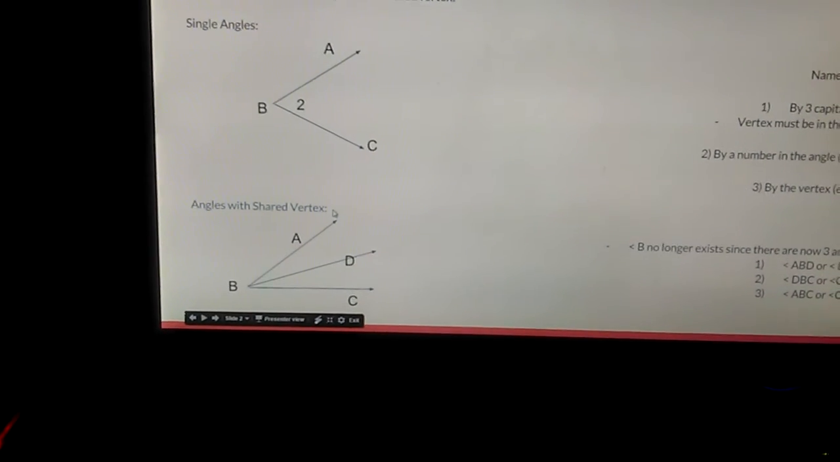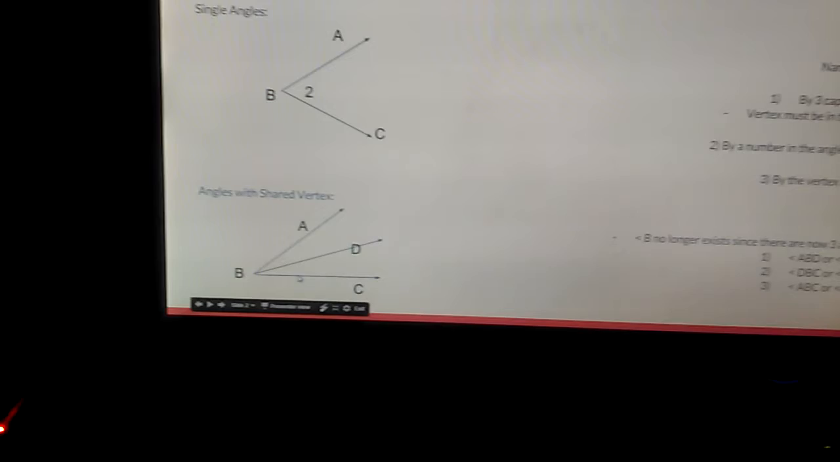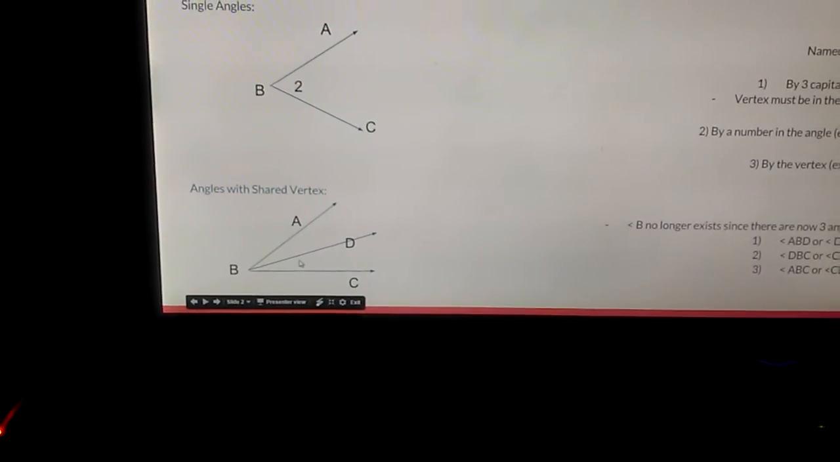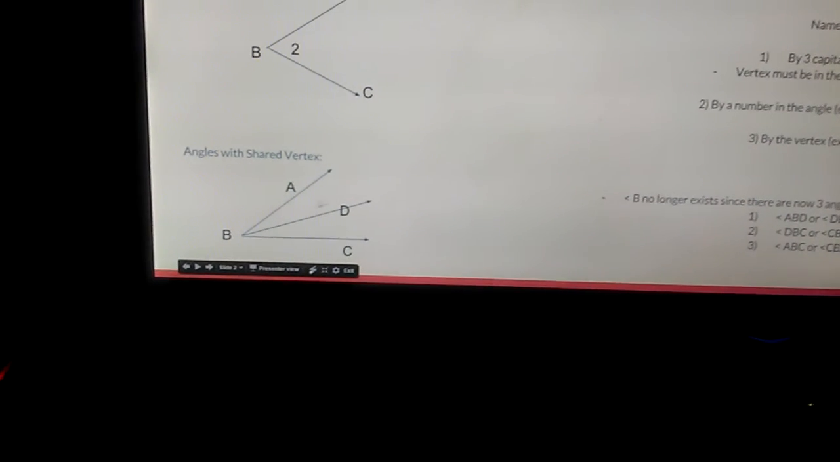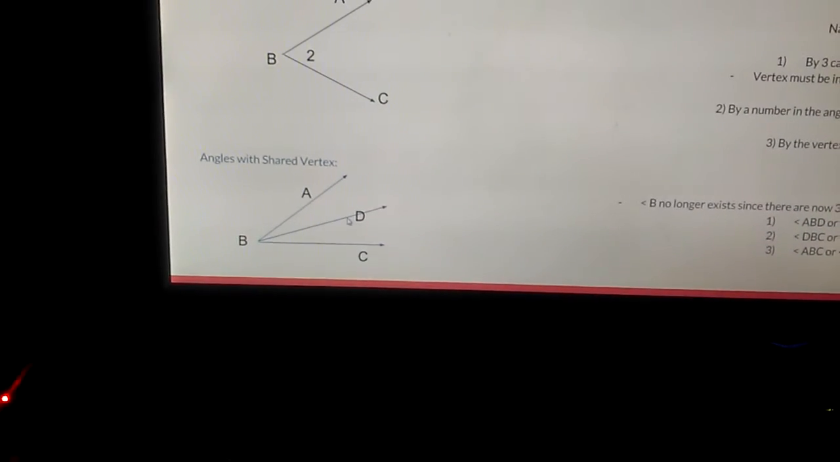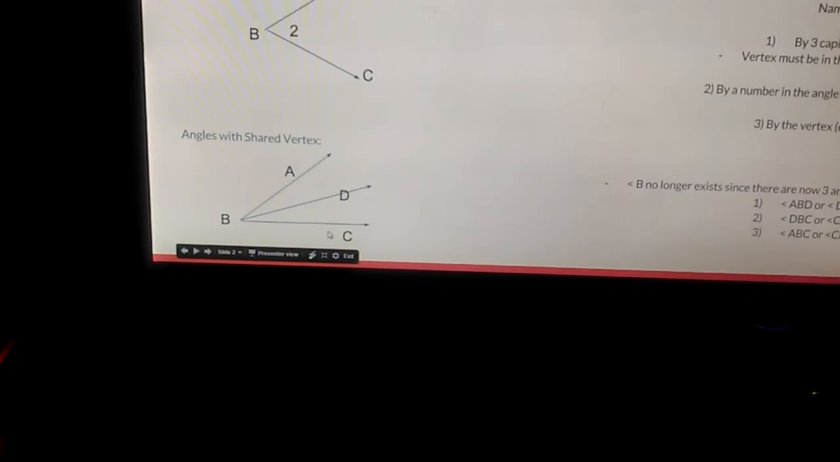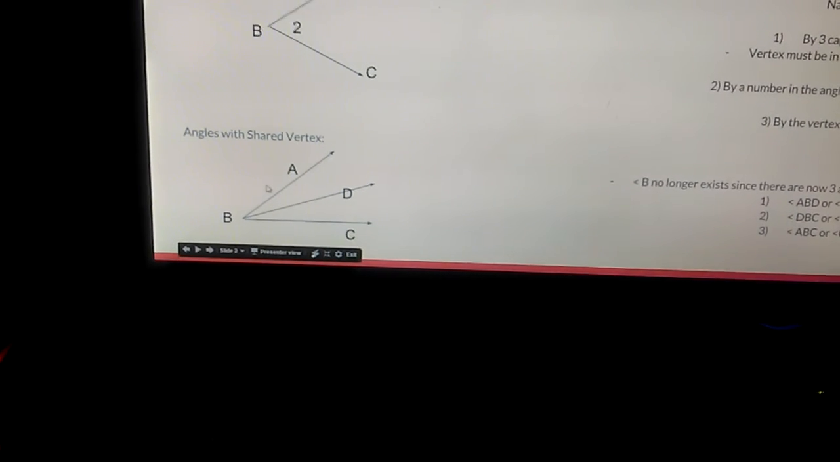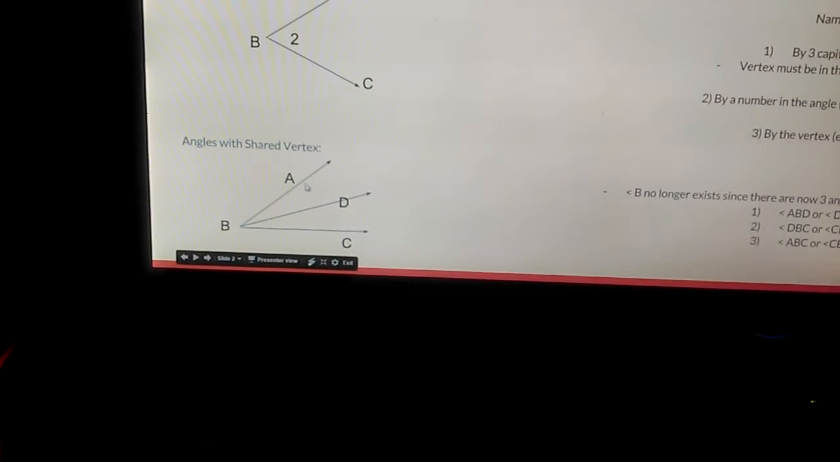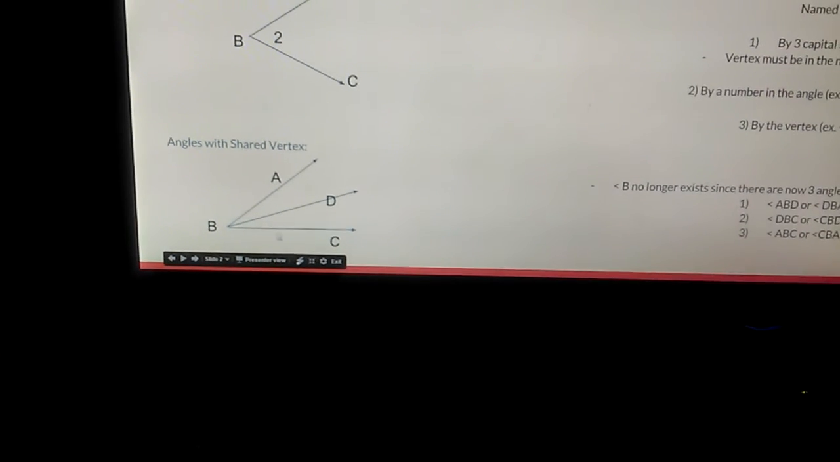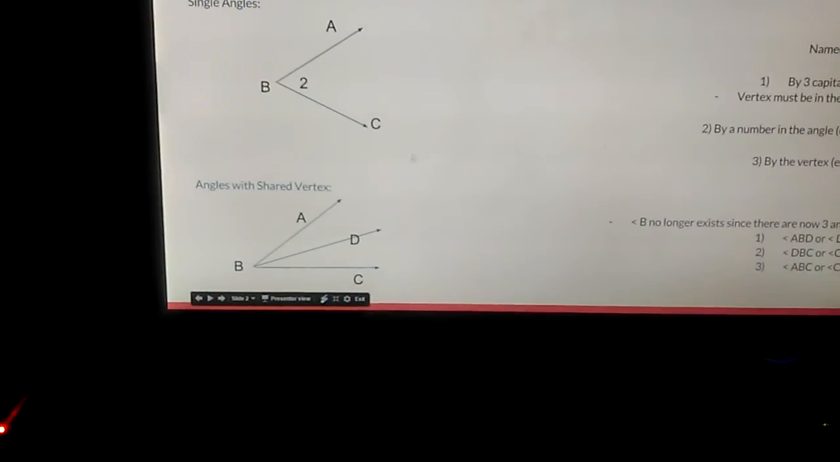And with angles with a shared vertex, you can't call it just angle B because you don't know which specific angle you are looking for. If you're looking for just the top section, you can call it ABD or DBA. If you're looking for the bottom angle, you can call it DBC or CBD. And if you're looking for the big angle, you can call it ABC or CBA, and the letters will vary depending on the angle.